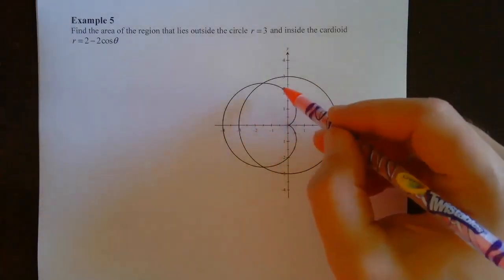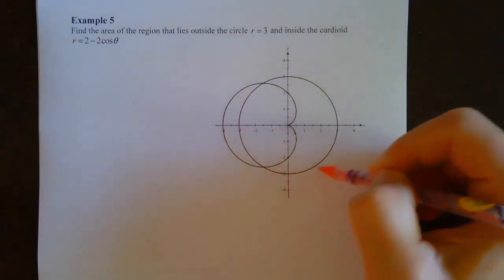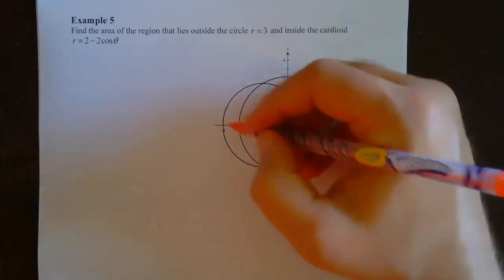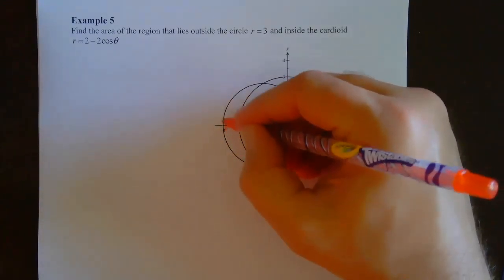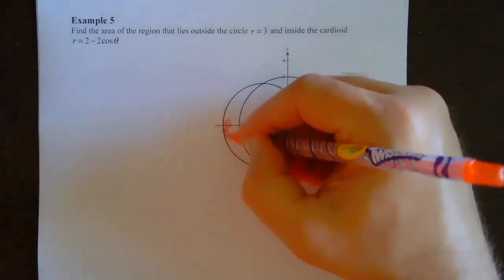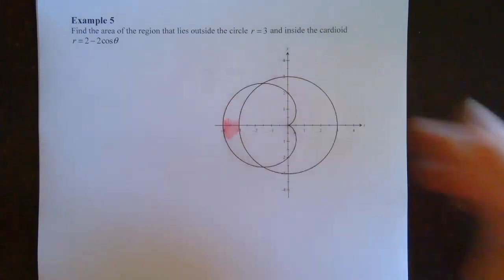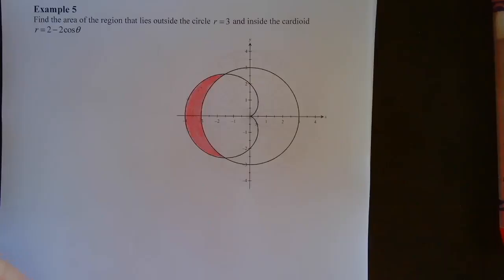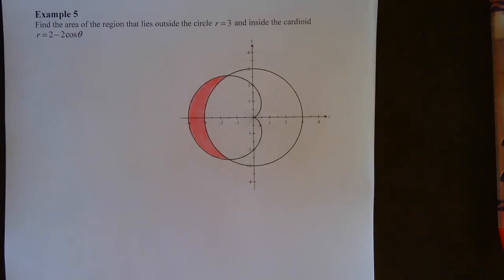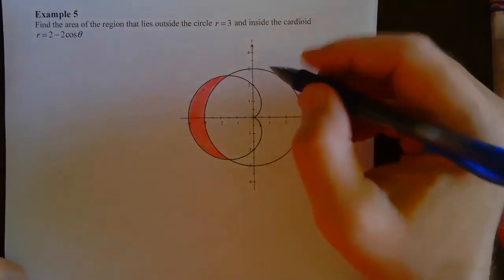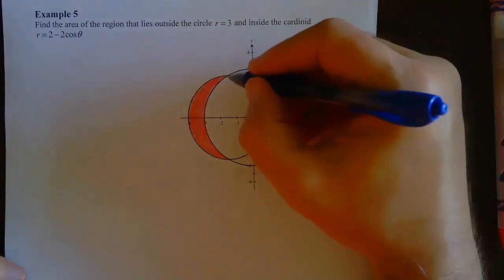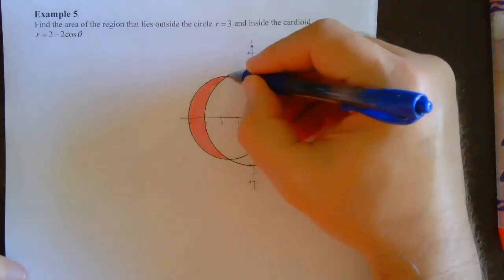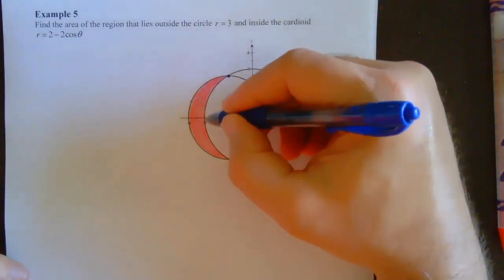This is all outside the circle, so that would be this little moon shape. I'm going to color this in. What we're going to want to do is start right here at this point and work our way around this way.